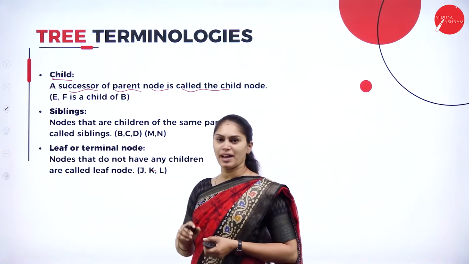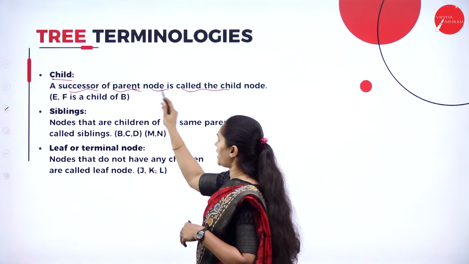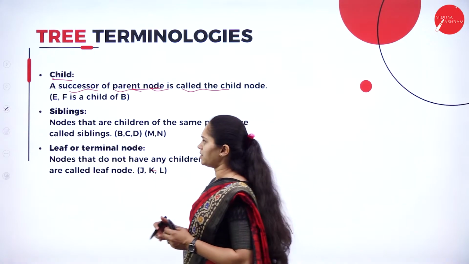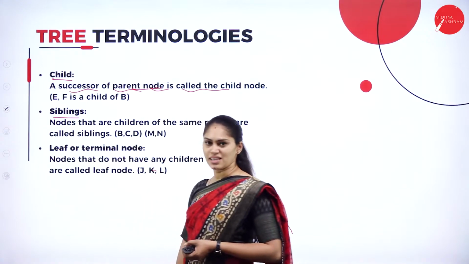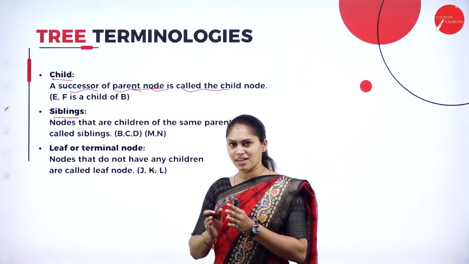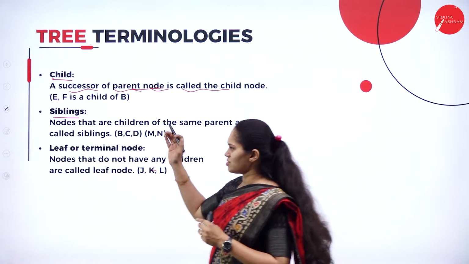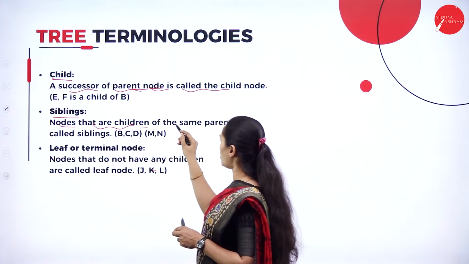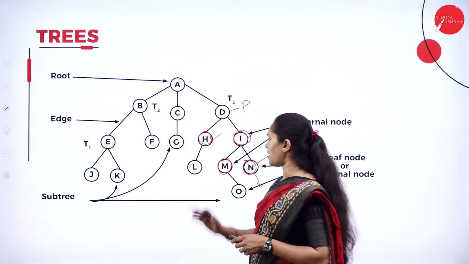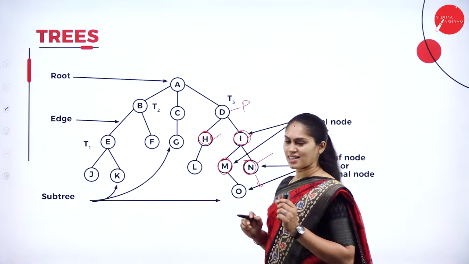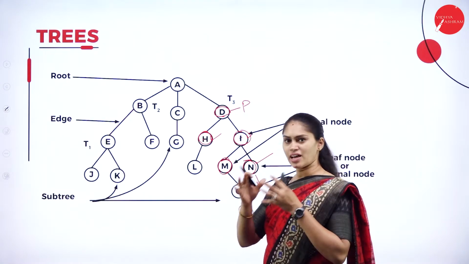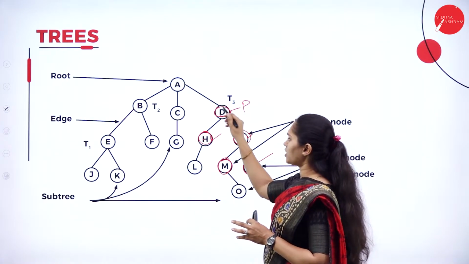So as of now, you will be understanding the successor of a parent node is considered as what? Child node. It can have more than one child. And whom do we call siblings here? So usually what is a sibling? Children of the same parent are considered siblings. Here also the same thing: nodes that are children of the same parent are called siblings. If you consider this example here, H and I are the siblings, because H and I both are successors of the same parent called D.